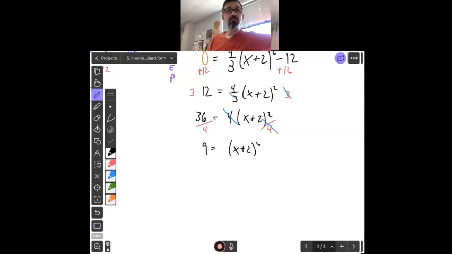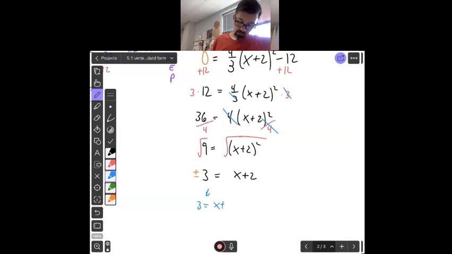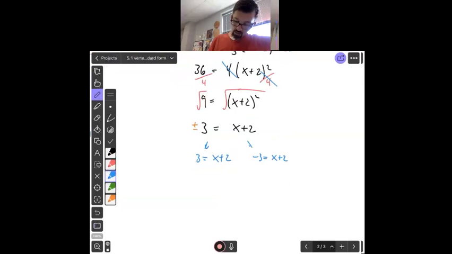What's next? Square root both sides, right? Sure, Matt. Yeah, remember when we square root, we got to make sure we put the plus minus. And then we break it. So 3 equals x plus 2. Negative 3 equals x plus 2. Now, what number do we add to 2 to get 3, right? So, of course, x is 1. What number do we add to 2 to get negative 3? It would be negative 5.